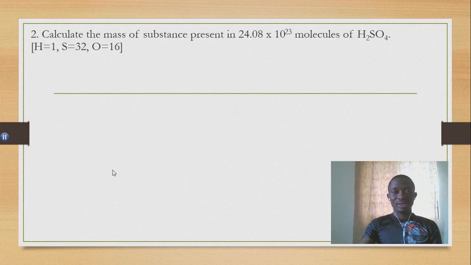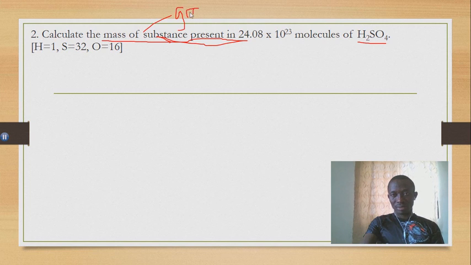So let's look at another example. Calculate the mass of substance present in these molecules of H2SO4. Now, if we take a closer look, this is a little bit dicey. I'm looking at mass of the substance. The substance in question is H2SO4. Remember, mass is measured in grams. So let us note that for now.